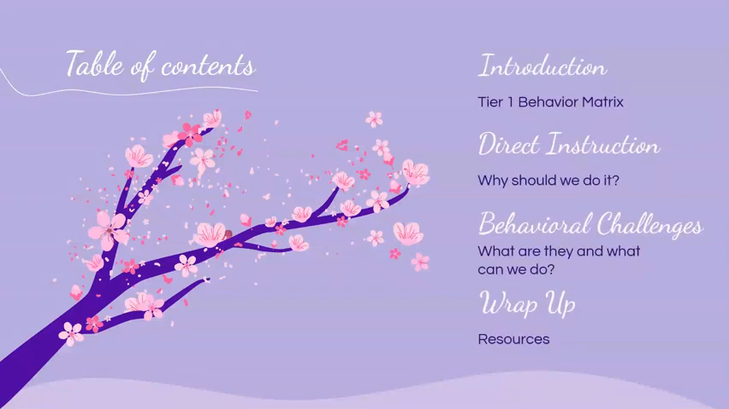These are just the pieces that will go into this presentation. The first part is the actual going over of the behavior matrix. Then we will talk about direct instruction, why we should directly teach students about that behavior matrix. Then we'll talk about behavioral challenges, what they are, and what we can do about those behavior challenges. And then we'll wrap up with some external resources for you.